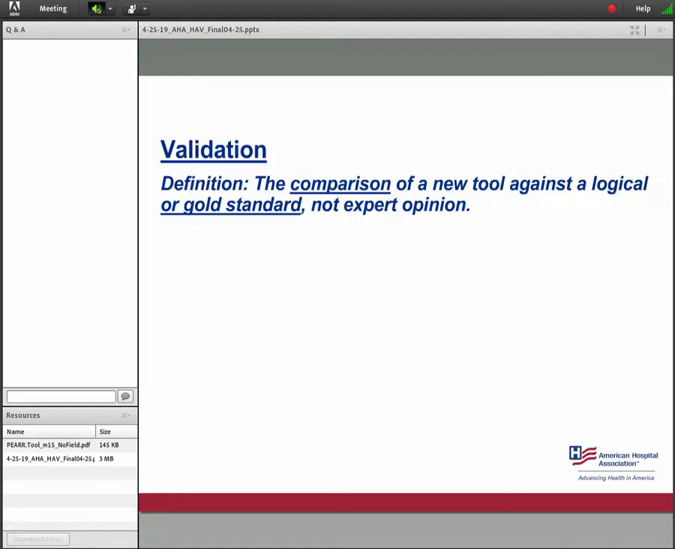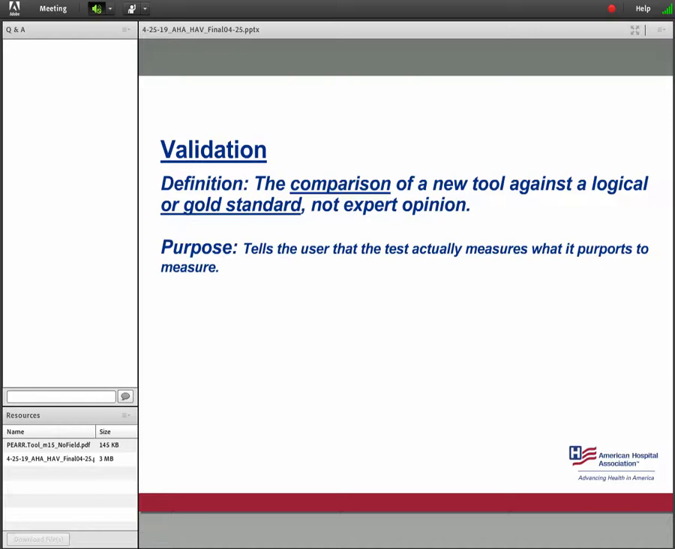Now, I want to get into validation because I think a lot of folks get excited about screening and assessment and say, okay, I'm going to come up with some tools. I think the intentions are well placed, but if we're not validating our instruments, we're missing a big step. Validation is the comparison of a new tool against a logical or gold standard, not expert opinion. This means that we're asking ourselves, is this new thing that so-and-so has come up with, that is on the internet, as good as the thing that we know is the gold standard? We'll get into a little more detail here, but first, why is this important?